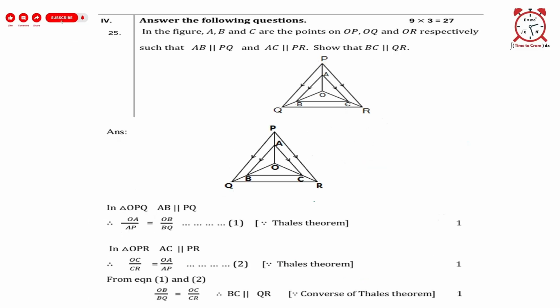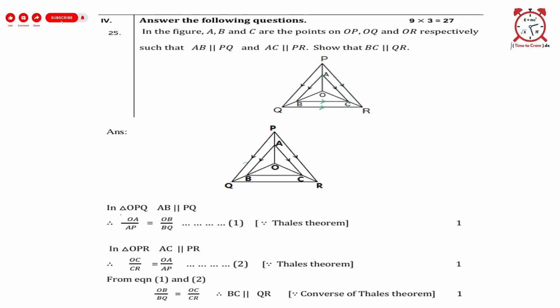Next question, question number 25. In the given figure, A, B and C are points on OP, OQ and OR respectively. After that, this arrow you can understand easily. These lines are parallel: AB parallel PQ and AC parallel PR. We have to prove that BC parallel QR. This we have to prove.